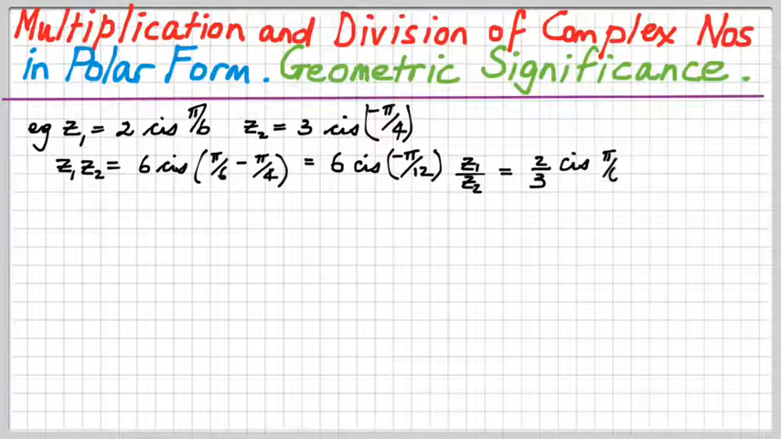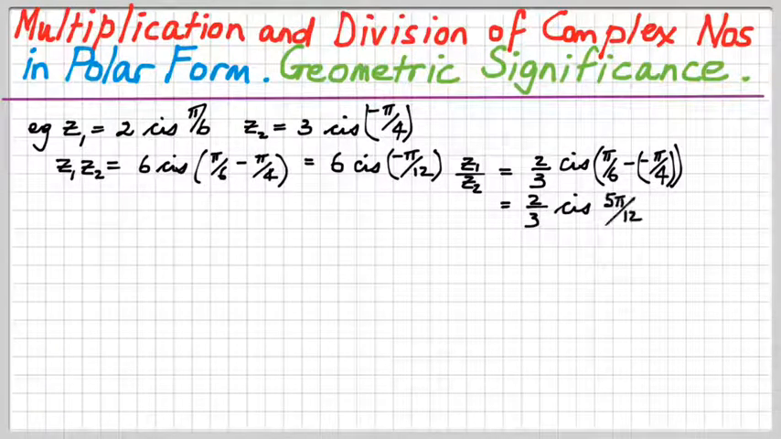Z1 on Z2 would be 2 over 3 cis pi on 6 minus negative pi on 4, which would mean pi on 6 plus pi on 4, which would be 2 pi on 12 plus 3 pi on 12, would be 5 pi on 12, wouldn't it? Goody, goody. Now, come on, we'll do some diagrams.